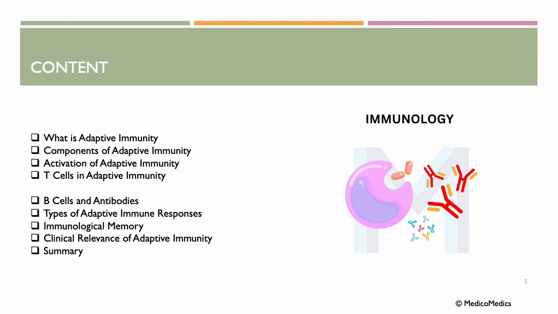In this lecture, we are diving into adaptive immunity, the components involved, the activation of the adaptive immunity. We will talk about specific cells like the T cells and B cells, and also talk about antibodies. We will talk about types of adaptive immune responses, immunological memory, the clinical relevance here, and end with a summary.